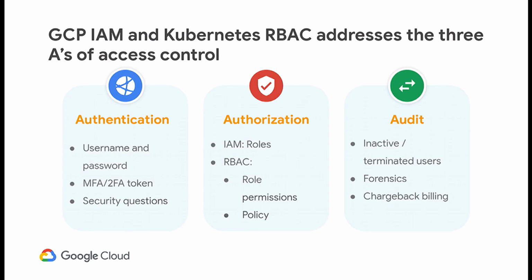So how to achieve these 3 A's? You should use GCP IAM and Kubernetes RBAC, Kubernetes role-based access control, to address the 3 A's of access, and to enforce requirements such as multi-factor authentication or 2-factor authentication. GCP IAM as well as Kubernetes RBAC can send the logs to Stackdriver or your logging infrastructure, and we'll be again covering a whole section on logging and monitoring.